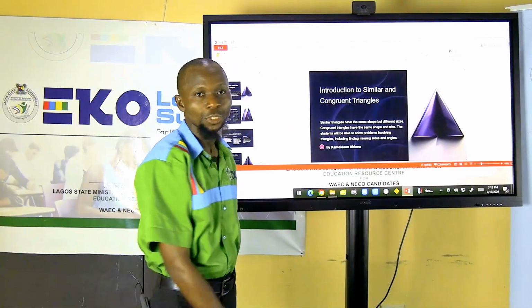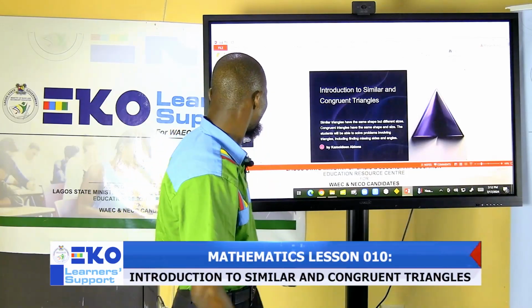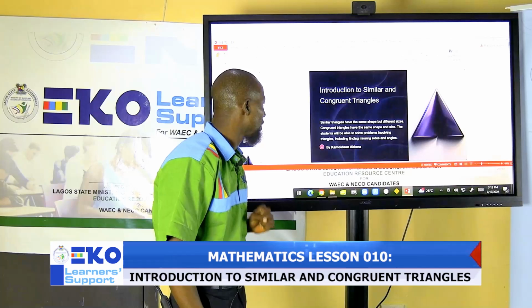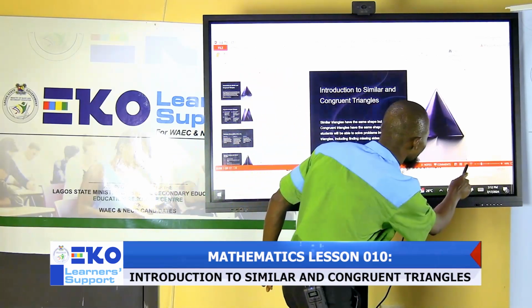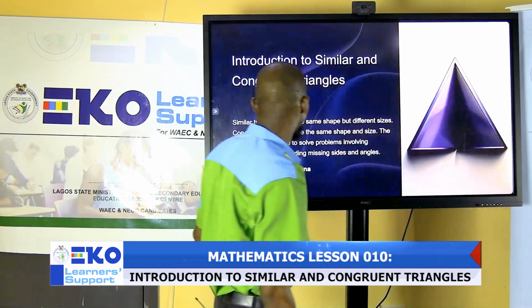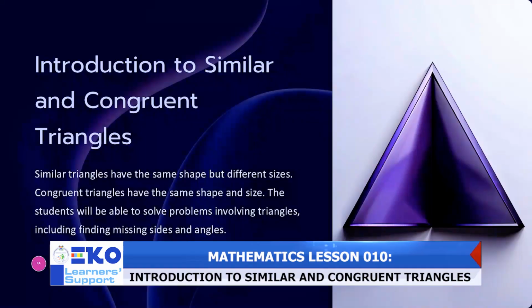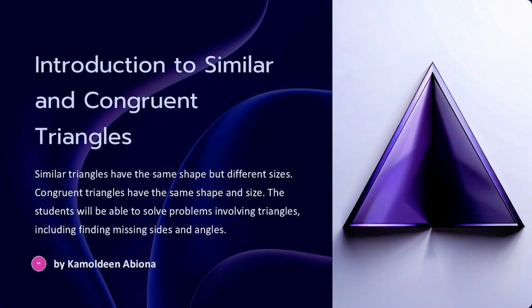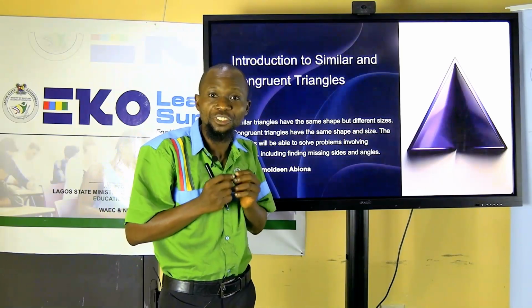Alright, so we are looking at triangles, similar and congruent triangles. That's an area we want to look at today, also an area of geometry. Similar triangles have the same shape but different sizes. So that is what we call similar triangles.